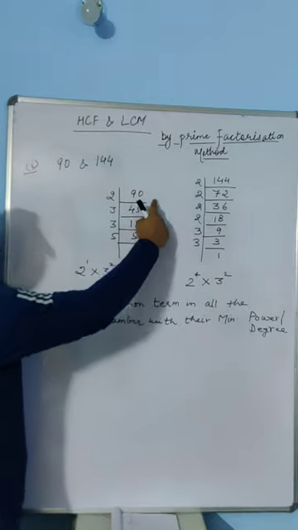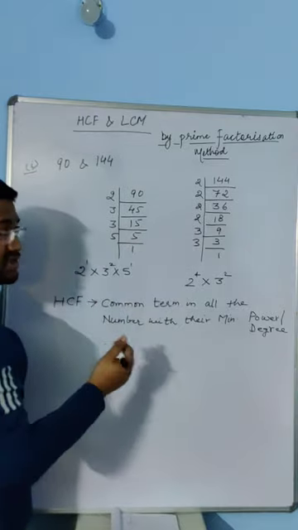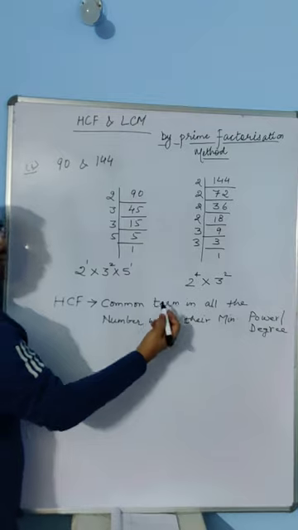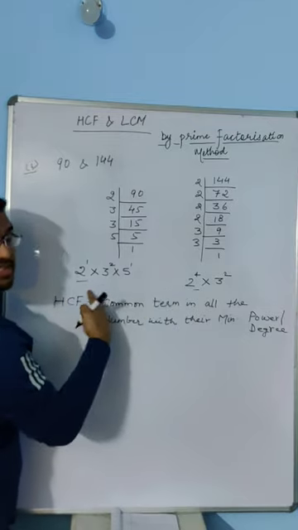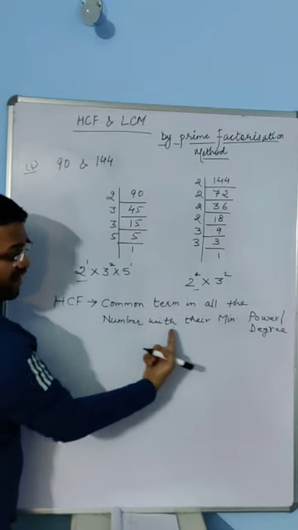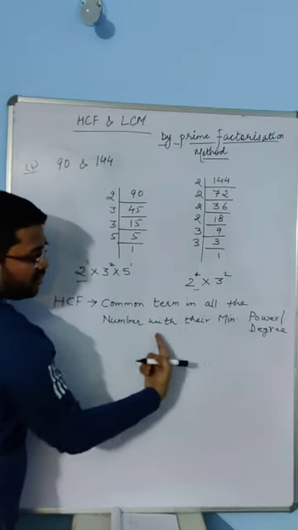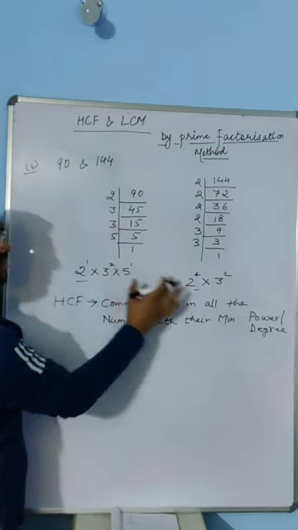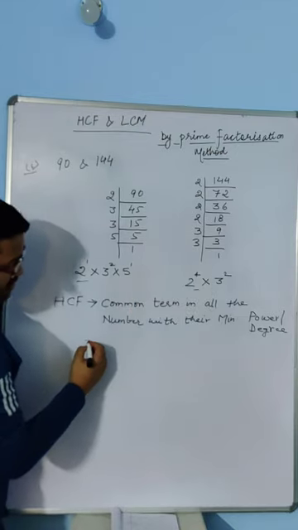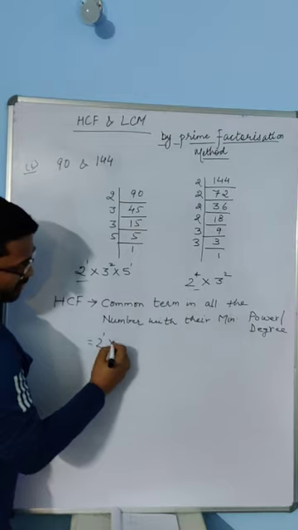Here we have 90 and 144. So just think of the common terms. So what are the common terms? 2 is common, but common terms with their minimum power. Since 1 is less than 4, 1 is the minimum power of 2. So HCF will have 2 to the power 1.